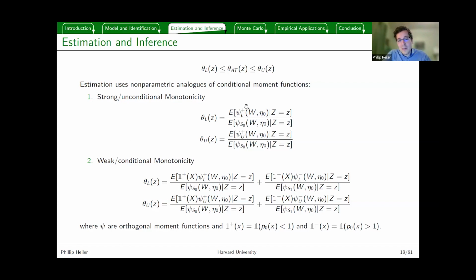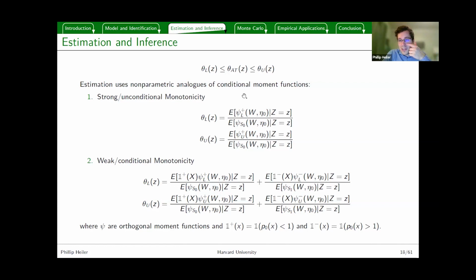These projections are based on these moment functions psi here that have different subscripts. Details are not that important. The point is that these functions only depend on the data and on some nuisance quantities that I will talk about in a bit. So this you can get from data. Then, well, you just have two expectations, right?